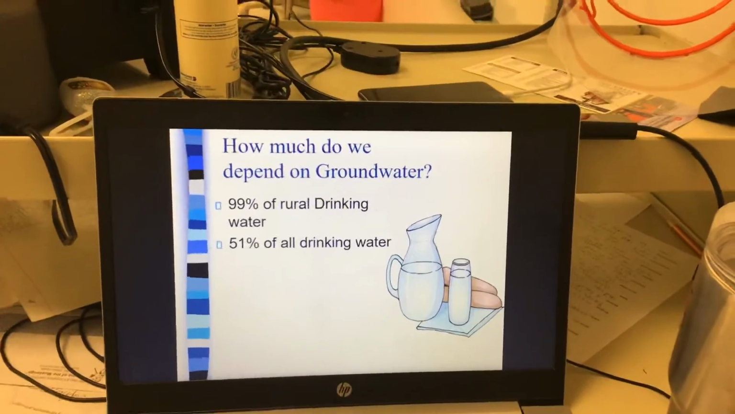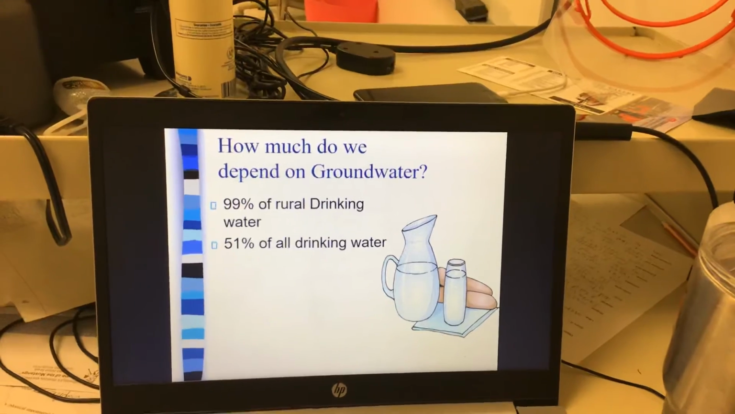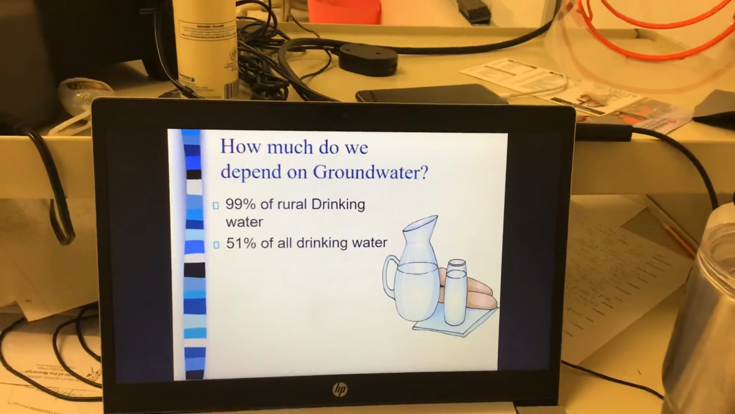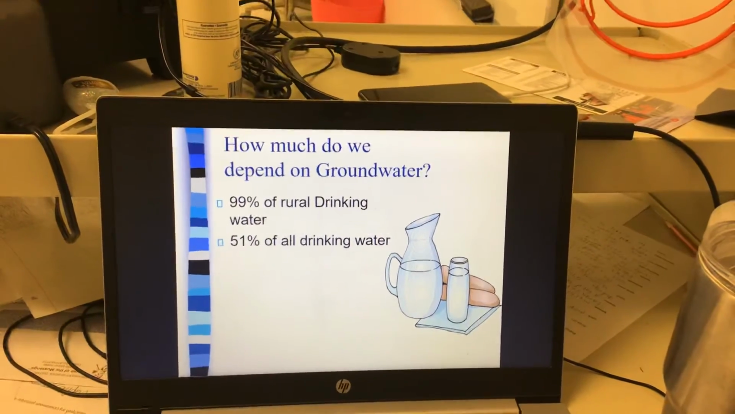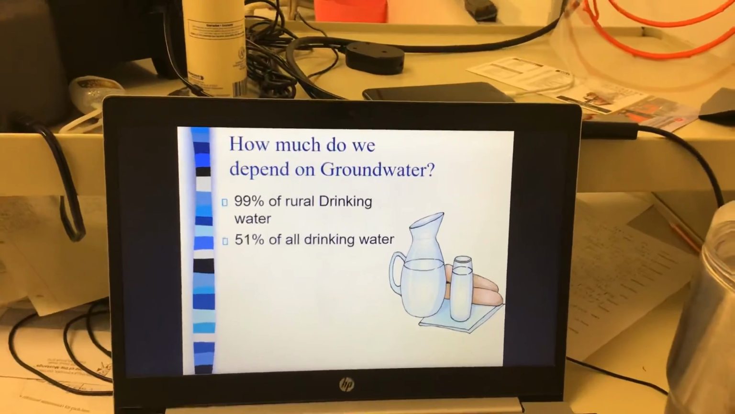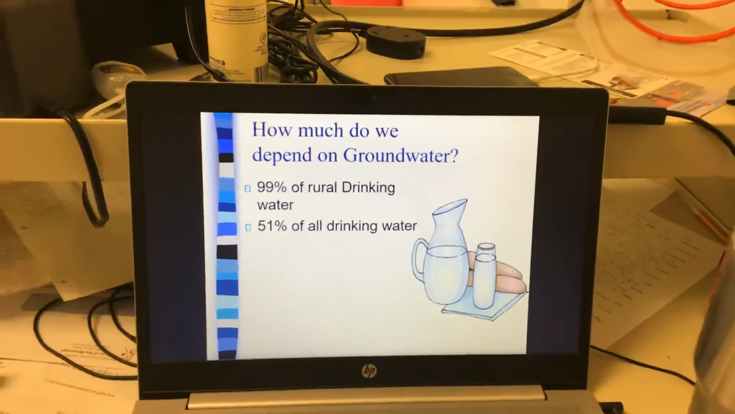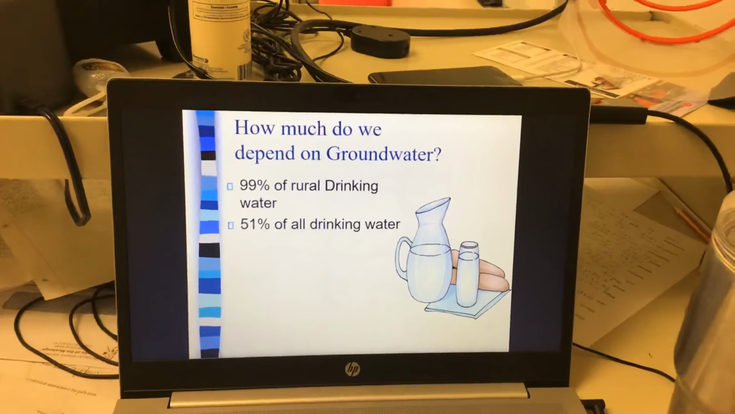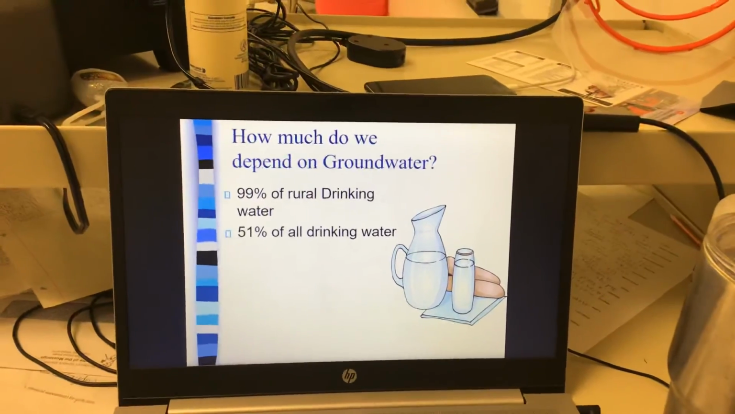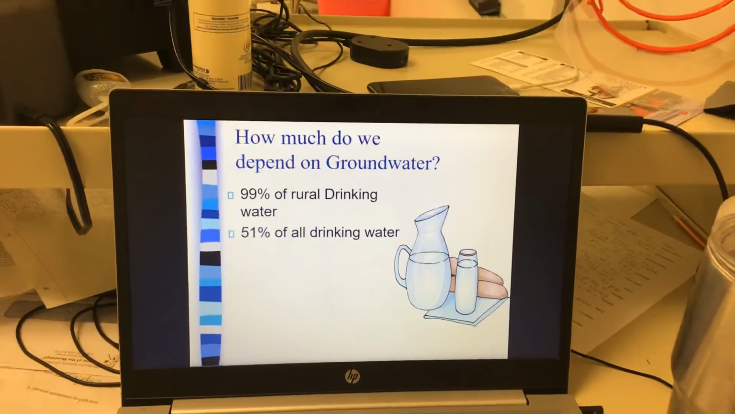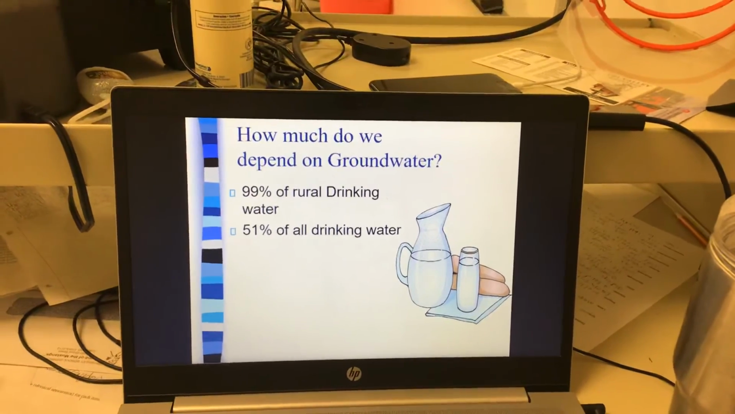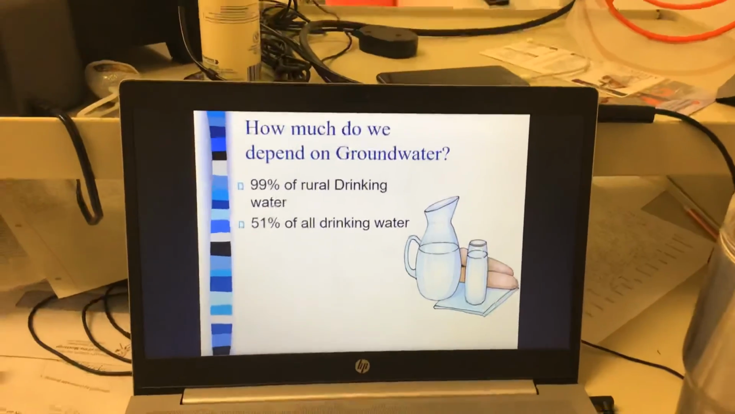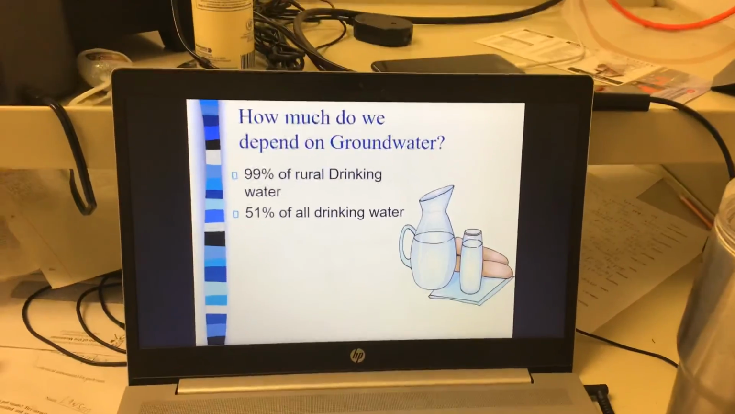So let's write this down. Go ahead and write this down. How much do we depend on groundwater? 99% of rural drinking water is groundwater. 51% of all drinking water is groundwater. Rural, we're talking about farm, small communities like us. This school gets its water from a well, from groundwater. So you wash your hands, you drink from the drinking fountain, you use the bathroom, all of those, that's all getting pumped from the ground. Let's stop there.